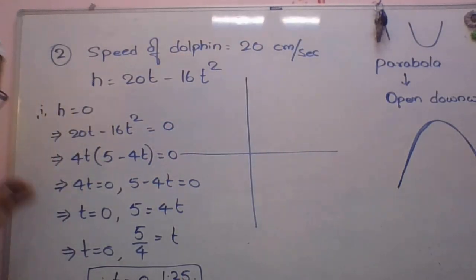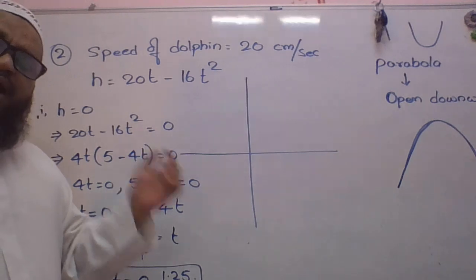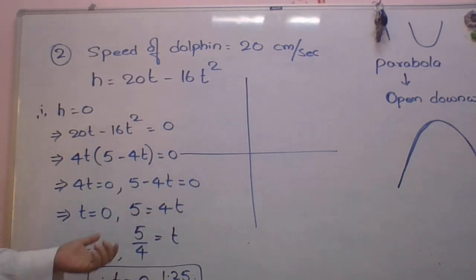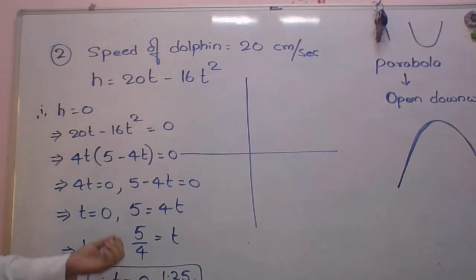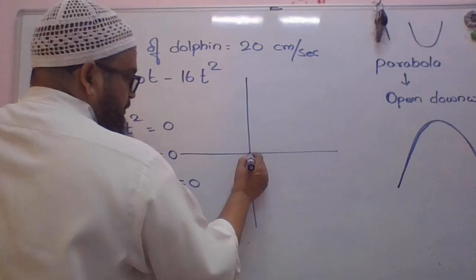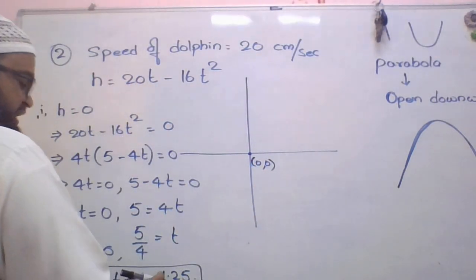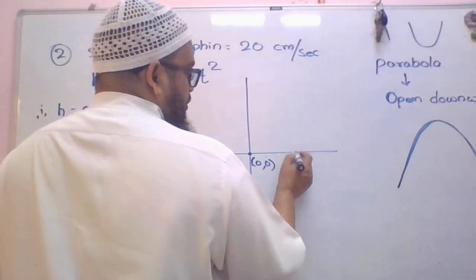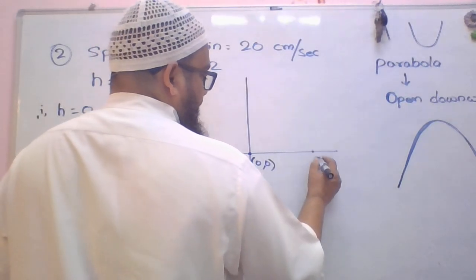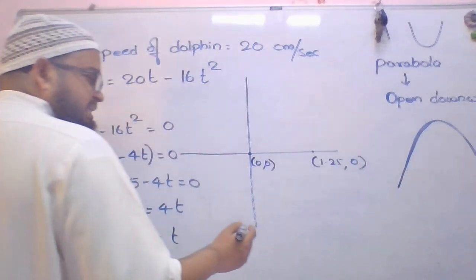So, here are the zeros of the polynomial. What are zeros of a polynomial? Zeros of a polynomial are the x coordinates of the points where it intersects the x-axis. So what is the x coordinate? It is 0. That means the point 0 comma 0. And the next point is 1.25 comma 0. So these are the two zeros.